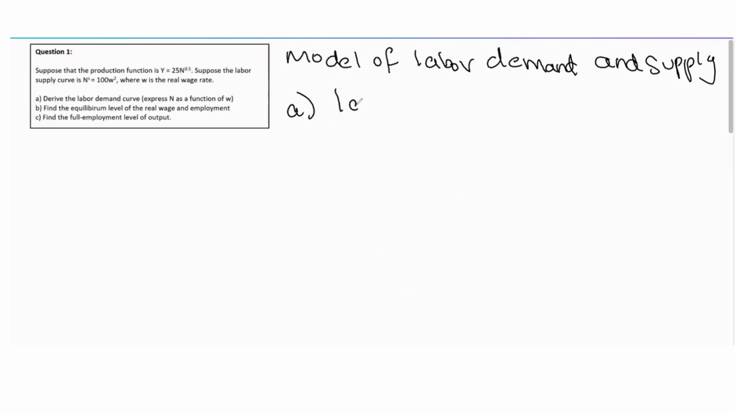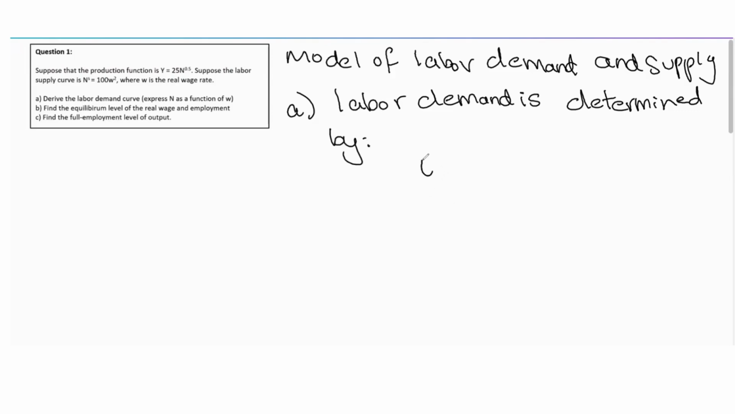Now, labor demand is determined by, in this model, we're assuming that we have perfectly competitive goods and labor markets, where firms and workers take prices and wages as given. So under these assumptions in this model, we know that labor demand is determined by w is equal to MPN. W is equal to MPN. Let's just write this again.